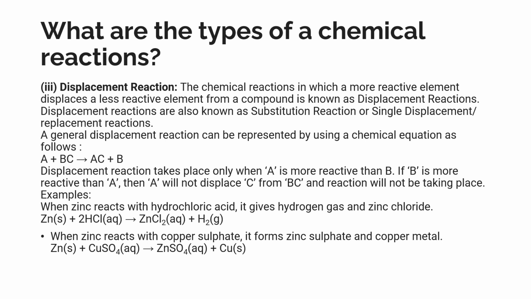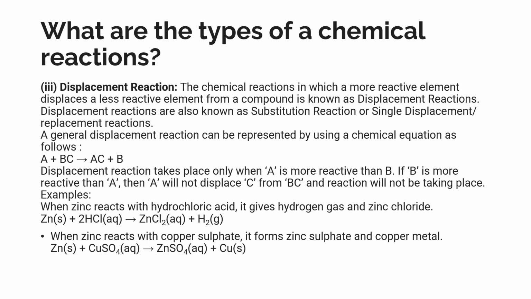Displacement reaction takes place only when A is more reactive than B. If B is more reactive than A, then A will not displace C from BC, and the reaction will not take place. Let's see the examples. When zinc reacts with hydrochloric acid, it gives hydrogen gas and zinc chloride. Zn in solid state plus 2HCl in aqueous state gives ZnCl2 in aqueous state plus H2 in gaseous state.